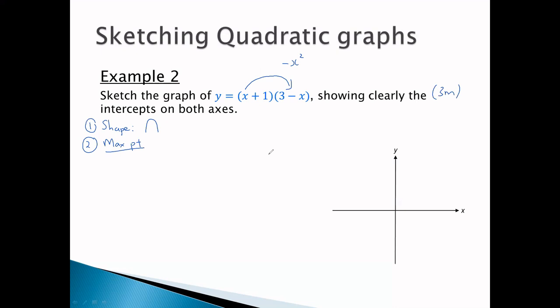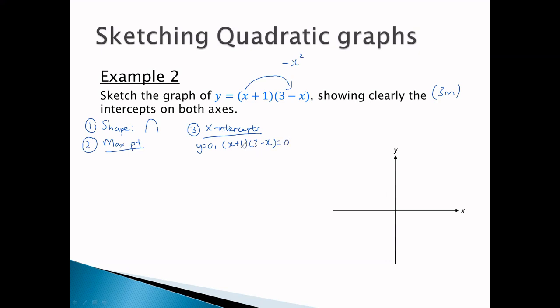But do you notice that I do not have my completed square form? So I cannot find my turning point because I do not have the completed square form. So I'm going to leave this out for now. I'm going to do my x-intercepts. At x-intercept again, y equals 0. So x plus 1, 3 minus x equals 0.